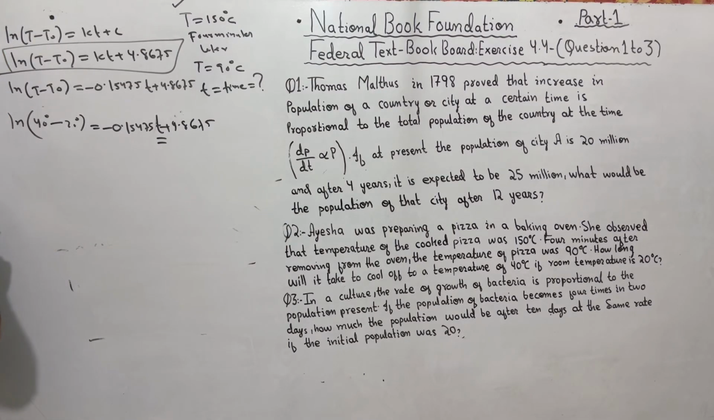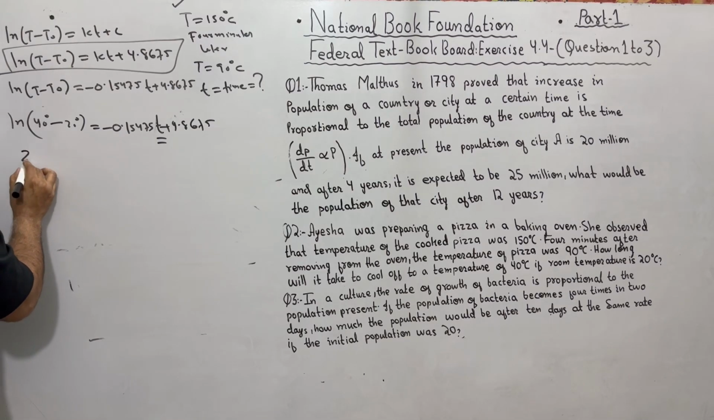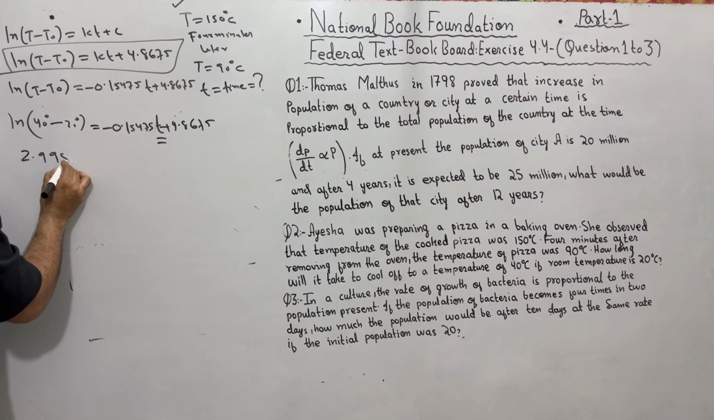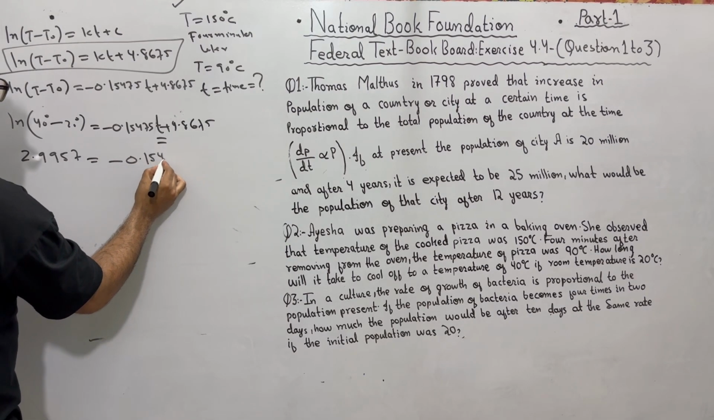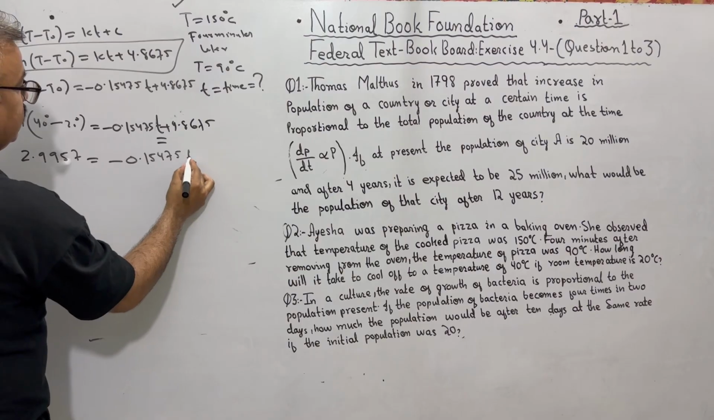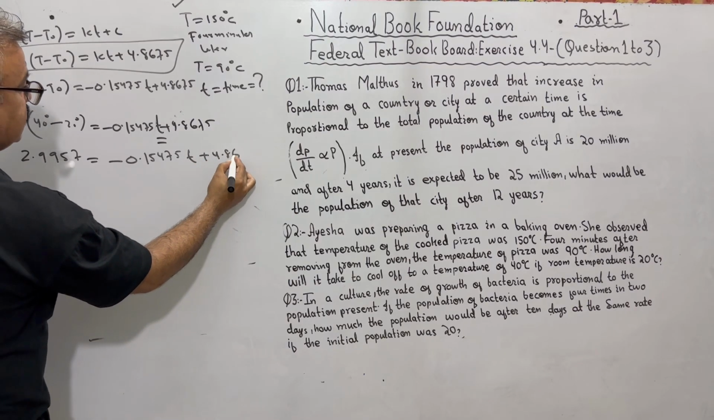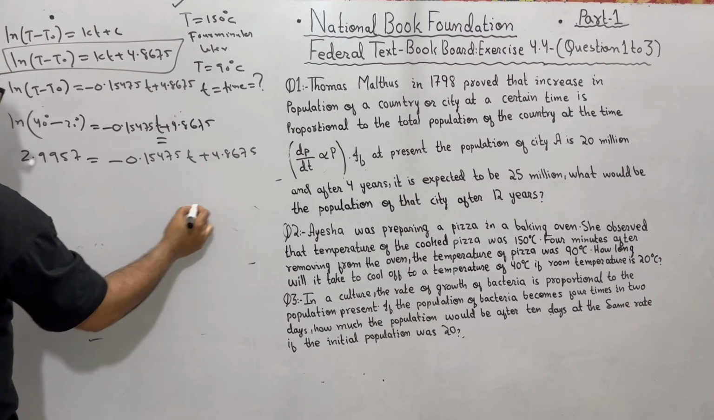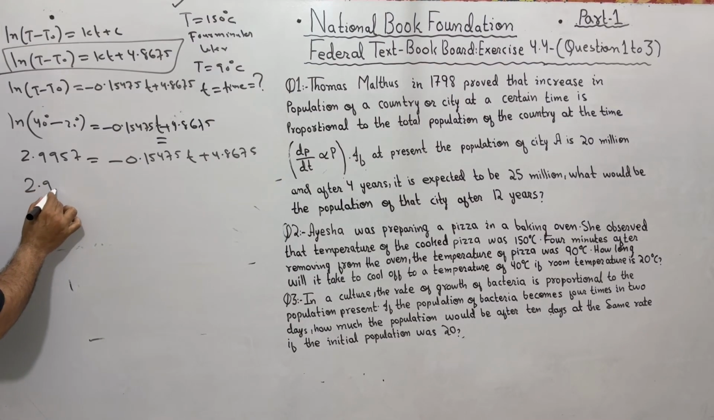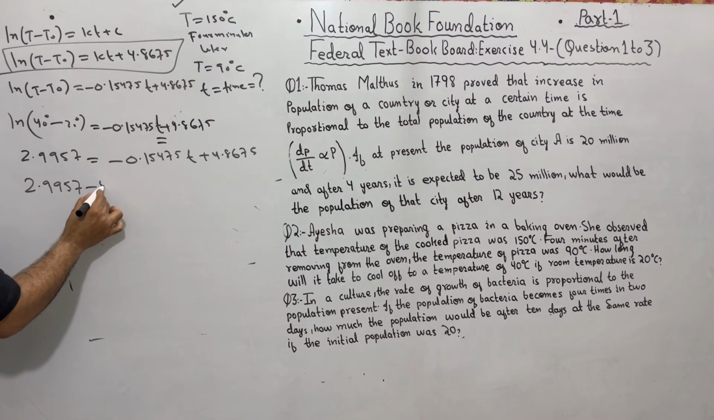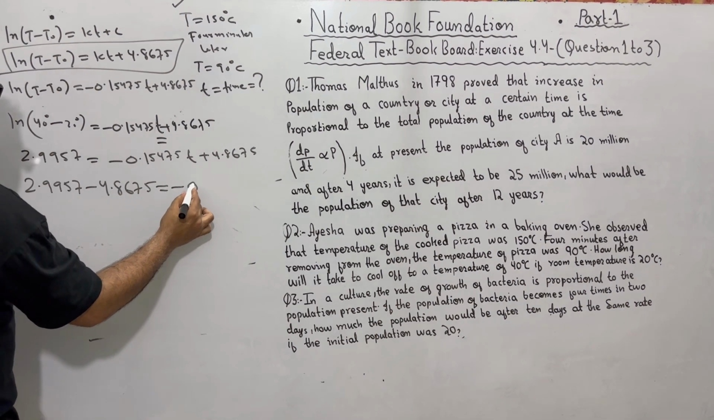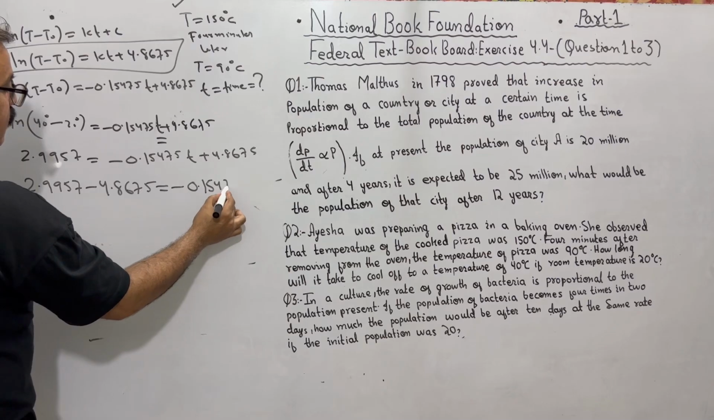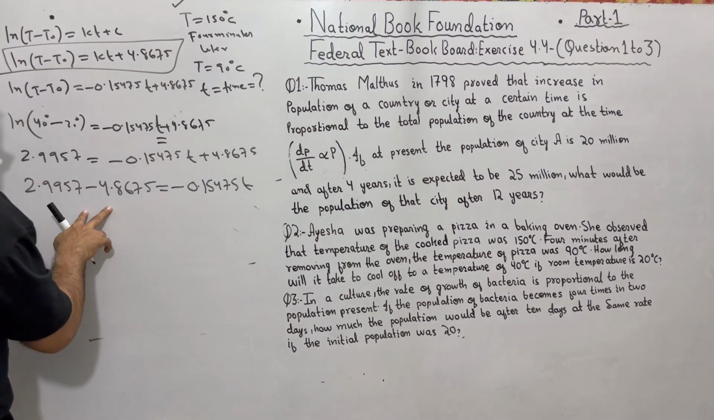40 minus 20 gives ln 20. Find ln 20, that's 2.9957, equals negative 0.15475 times t plus 4.8675. Shift 4.8675 and solve for t. 2.9957 minus 4.8675 is equal to negative 0.15475 times t. How much is it?